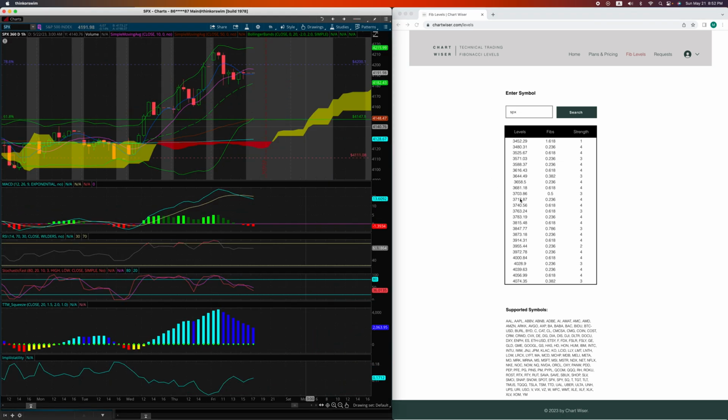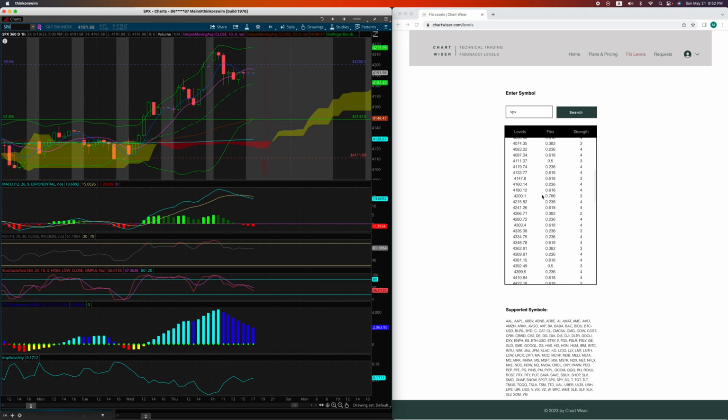You scroll down. I have all my Fibonacci levels on my charts. And as you can see here, we have the level of 4200 and we got that level. So the way we do it, these levels we're showing, we have the levels on this side and then we have which level is which kind of Fibonacci.